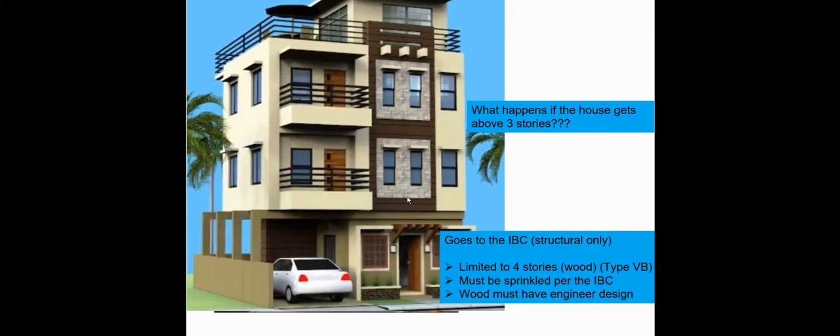Well, it's going to get kicked back to the IBC. Now, it's only going to get kicked back for the structural, not mechanical, plumbing, or electrical from the IRC. And it's going to be a 4-story wood building, and it's going to be type 5B. And you will have to sprinkle it per the IBC. And wood must have an engineer design since it's 4 stories, because remember, the IRC is a prescriptive one, and we're limited to 3 stories.